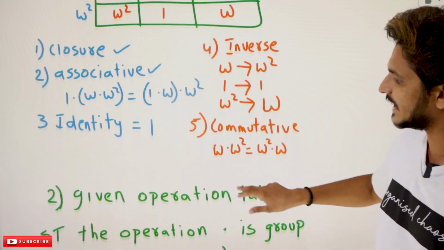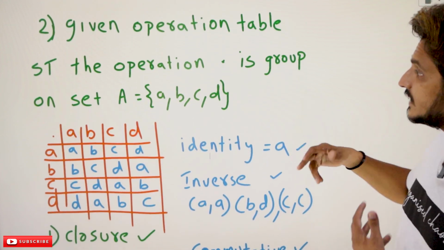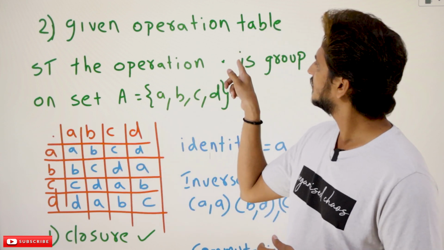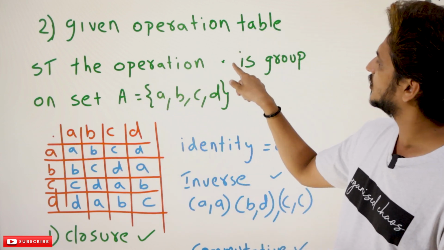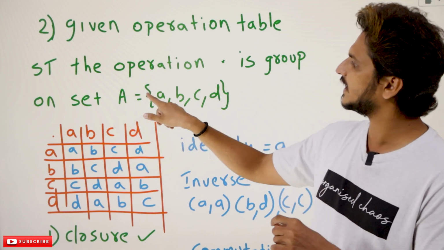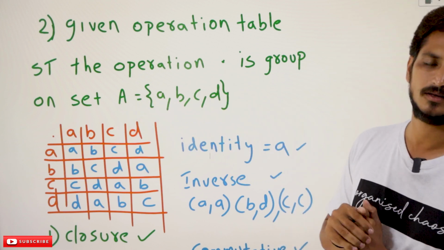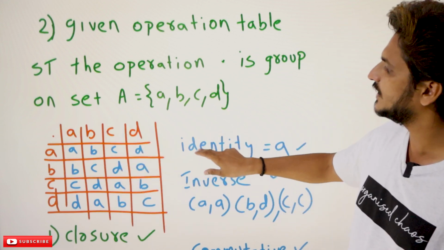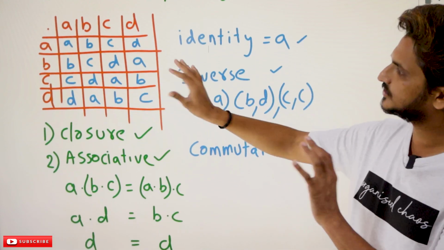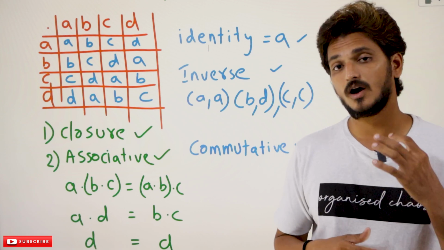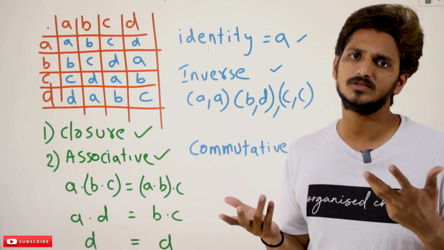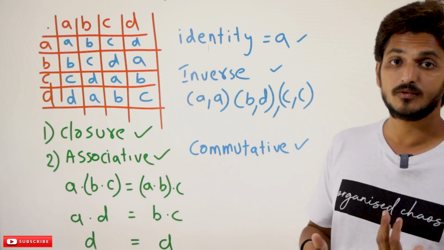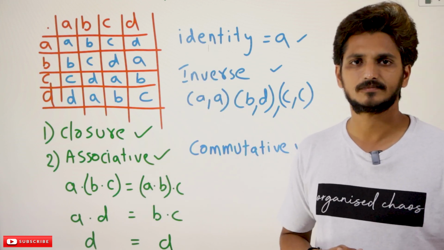Similarly, we do one more example for better understanding. Given the operation table, they have given some binary operation dot. Show that the operation dot is a group on the set A equal to A, B, C, D. That binary operation is given in the form of a table. First we need to understand this table, then we have to check for all 5 properties. What are those? Closure, associative, identity, inverse and commutative. Then we say it is an abelian group.